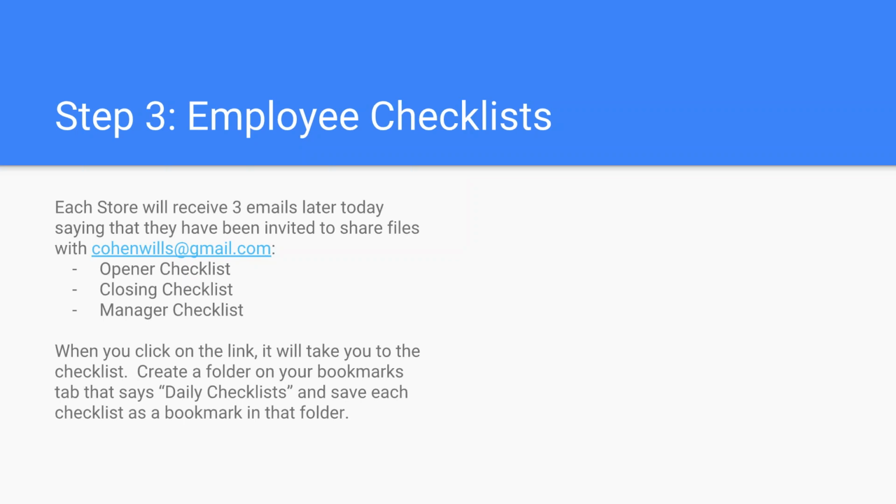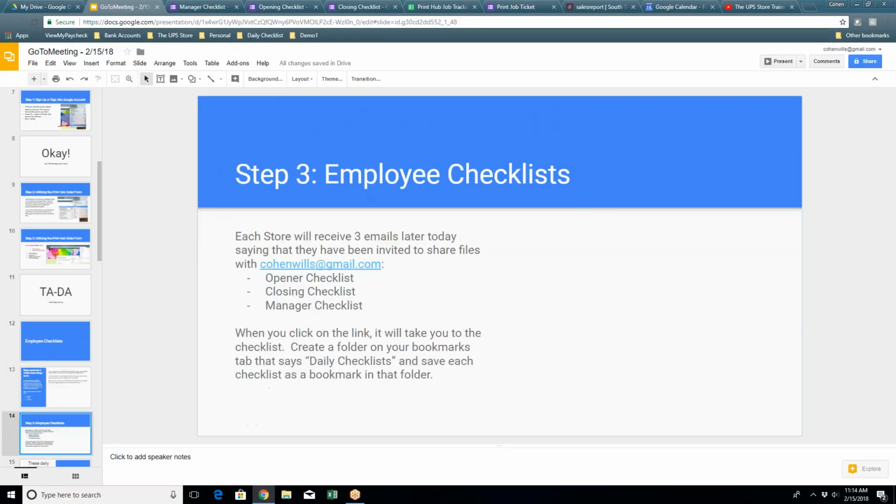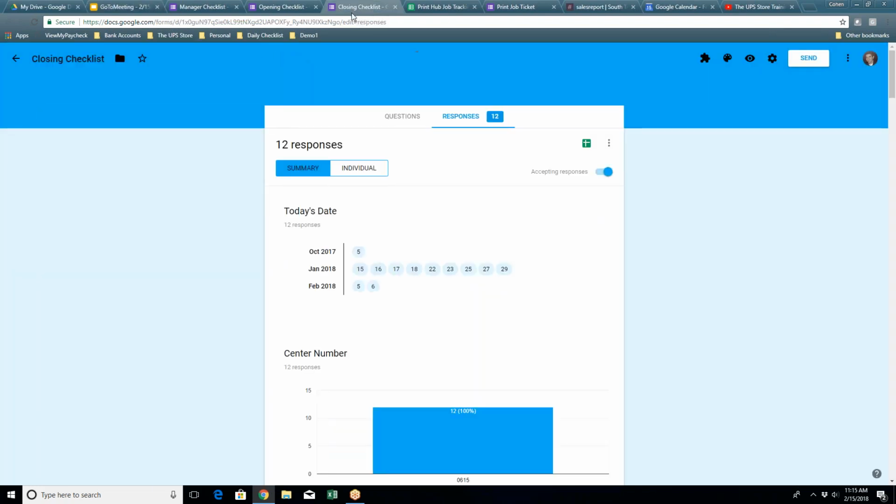It's going to take you to the checklist, and create a folder in your bookmarks tab that says daily checklist, and save each checklist as a bookmark. That way they're super easy to find. Just in case you guys aren't sold on the idea of how to make these bookmarks, I'll drive it in one more time. So Cohen sent you the email, says you've been shared the closing checklist.